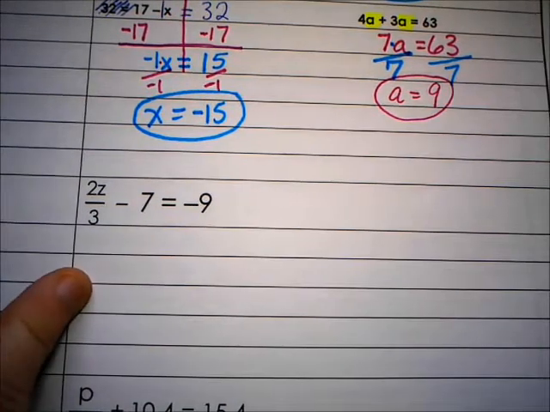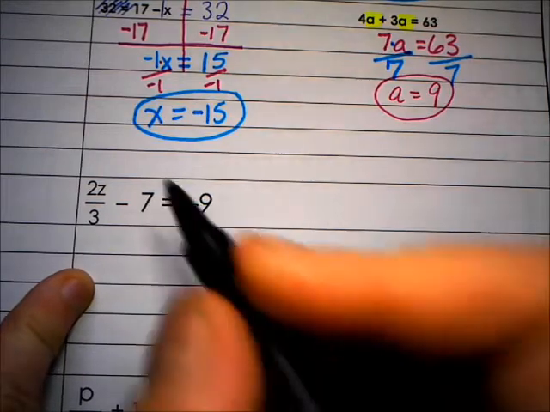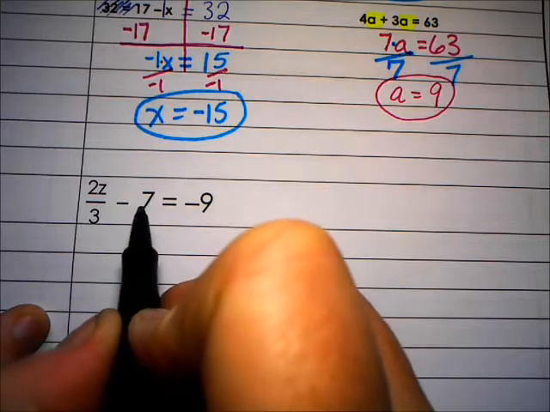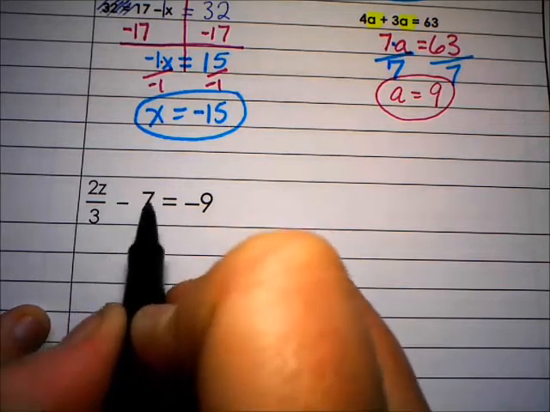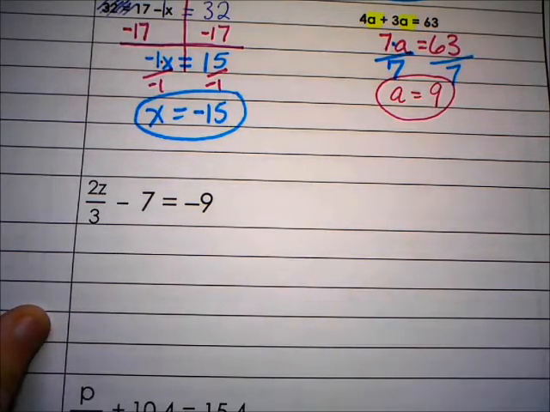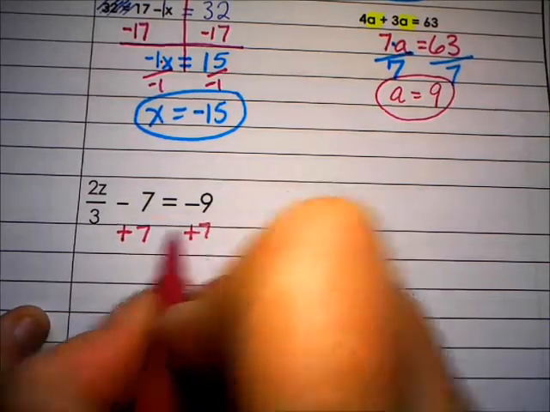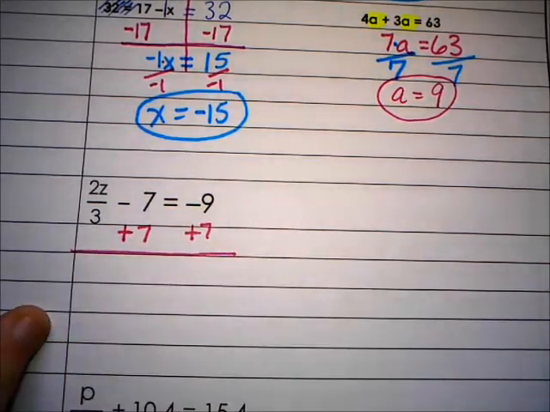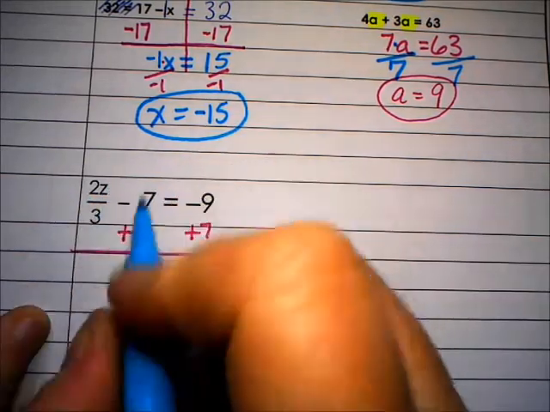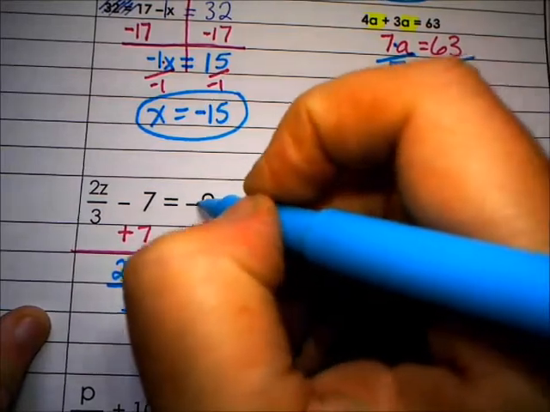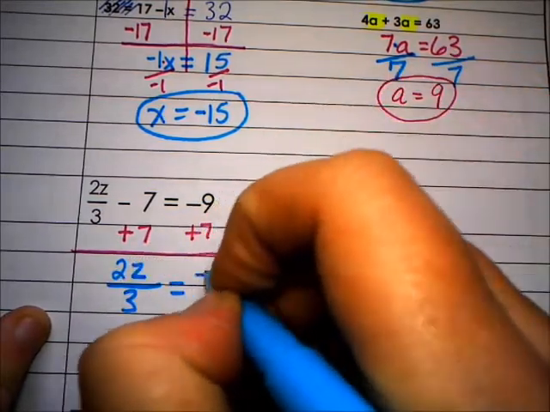My next problem is really more complicated. You've got to really focus on what we're doing. If I have 2z divided by 3 minus 7, I'm dealing with my adding and subtracting first, so I need to get rid of the 7. To do so, I have to do the inverse of minus 7, which means I'm going to add 7. Okay, that means I have 2z over 3 is equal to, and negative 9 plus 7 is now negative 2.